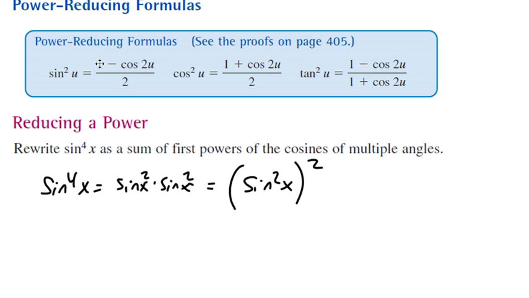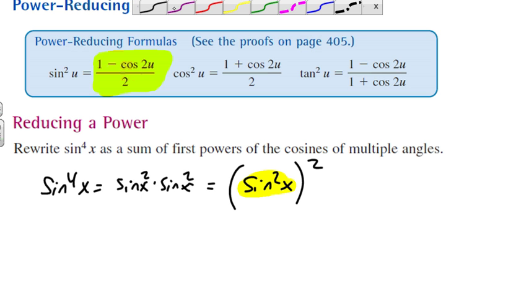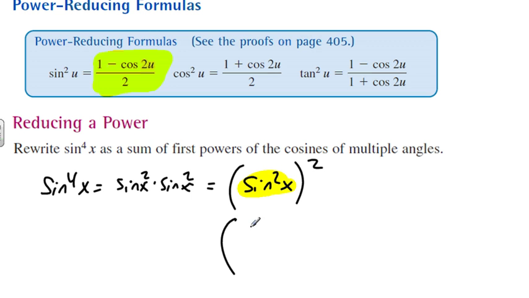Now, if you look at our power reducing formula for sine, we can replace sine squared of x with 1 minus cosine of 2x over 2. So I'm going to replace sine squared of x with 1 minus cosine 2x over 2. All right? So let's go and try that there. So parenthesis, 1 minus cosine 2x all over 2, and then square that. Okay, so I just replaced this guy with 1 minus cosine 2x over 2, and I put it right here.